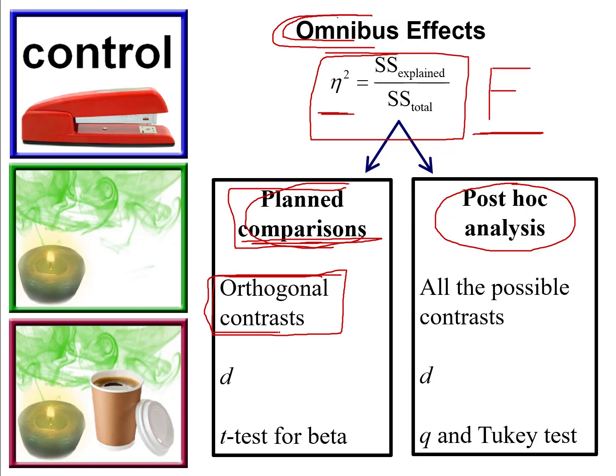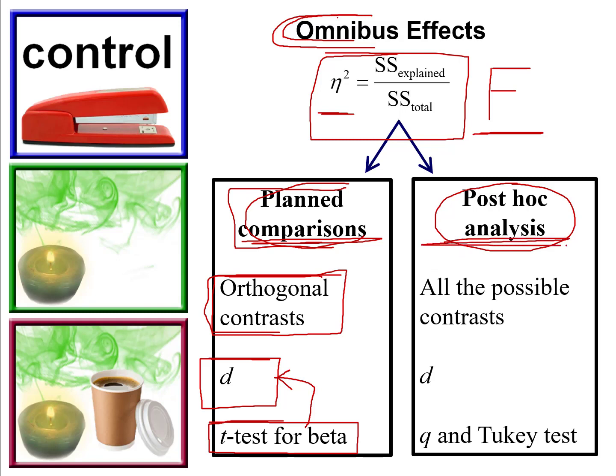So the descriptive statistic that we will use to give us an effect size if we're doing orthogonal contrasts will be the D statistic. So the D statistic will be our effect size, and then the inferential statistic that we will use to test the significance of that effect size will be the t-test, and we're actually going to do a t-test on a beta weight if we're doing orthogonal contrasts, and that t-test will test the significance of our effect size of that D statistic.